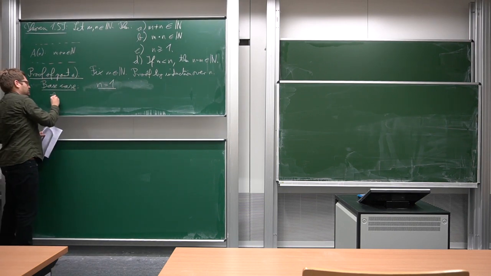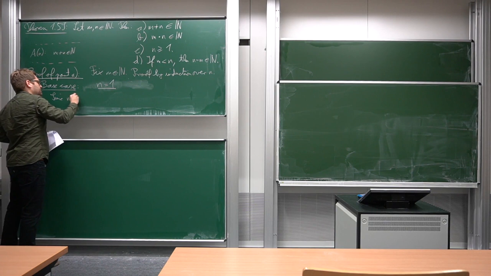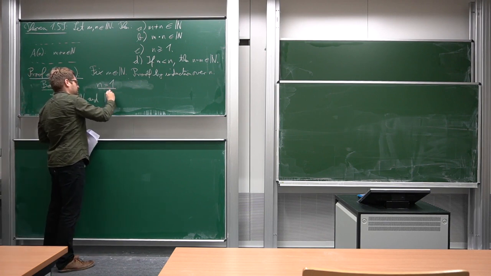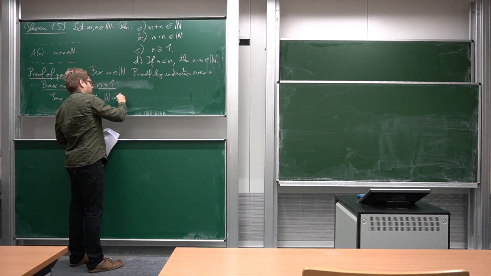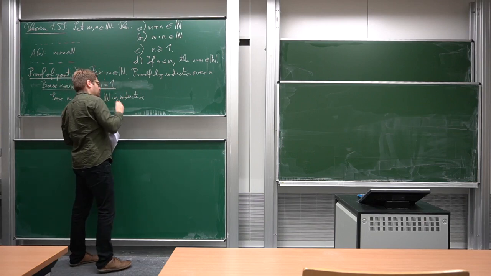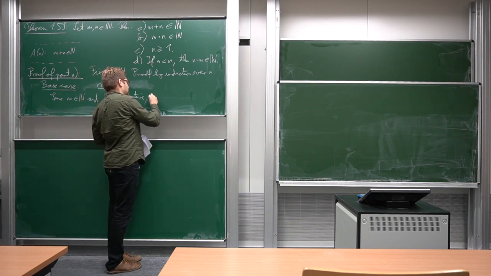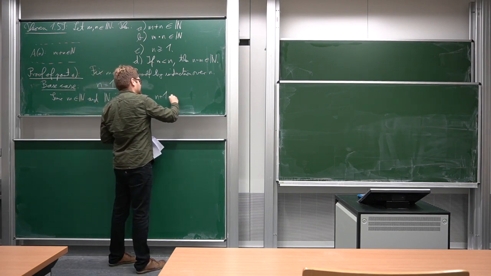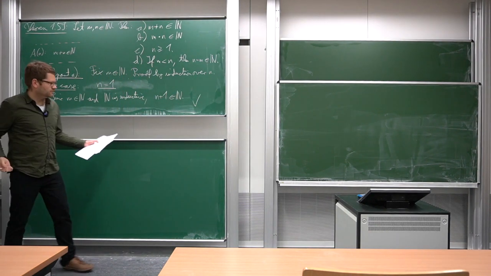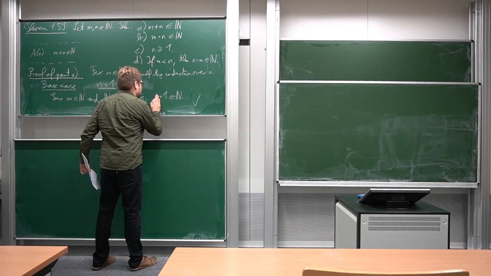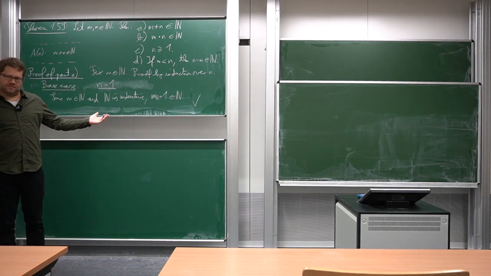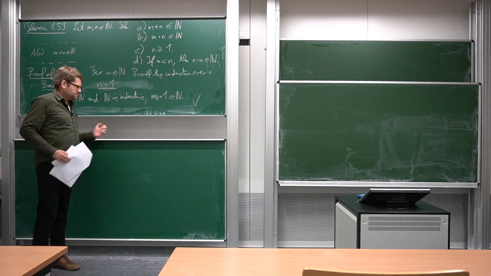Okay, and now we know that since m is a natural number and N is inductive, it follows from the definition of inductive sets that m plus 1 is again a natural number. So this is the proof, m plus 1 is again a natural number. So this is the proof of the base case. This is just very, very simple.